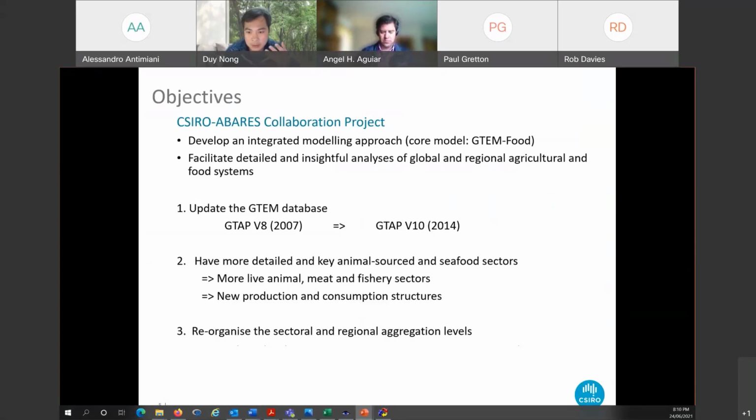We have three sub-targets in the project. First of all, we try to update to the new database in 2014 from the database in 2007. The second target is to have more detail on key animal source and seafood sectors, so we want to have more live animal, meat and fishery sectors. With the new database, we also expect to have the new production and consumption structure in the model. And we also try to reorganize the sectoral and regional aggregation level compared to the previous version because of new demand from our customers.